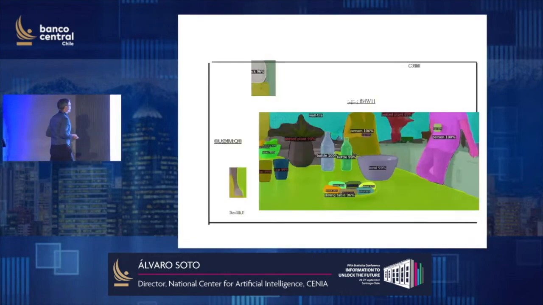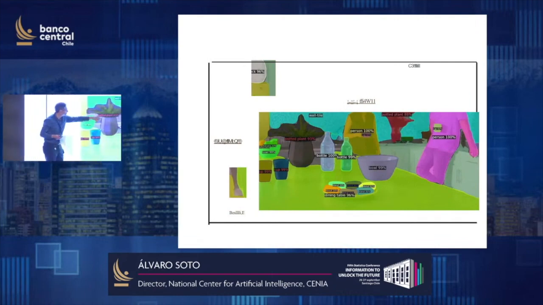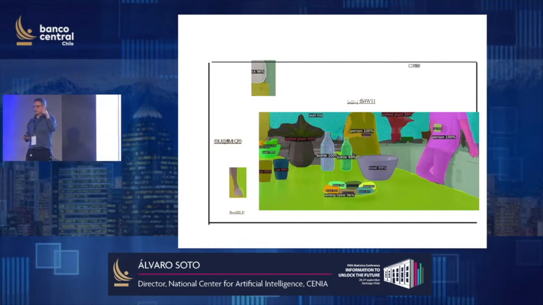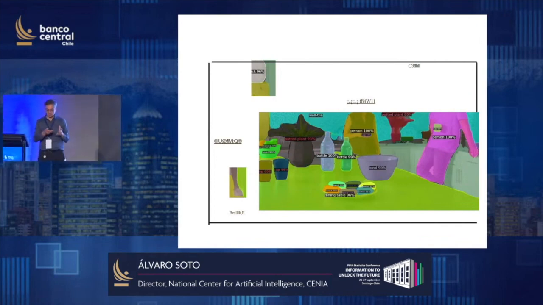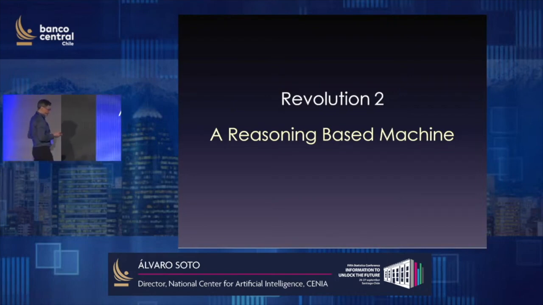Now the computer can see the world like this: a cup, a table, or whatever. And this is also for text, for audio, for videos. So, a very powerful technology. That was the first revolution. Now I will tell you about the second revolution, which is very recent. This is a reasoning-based machine.